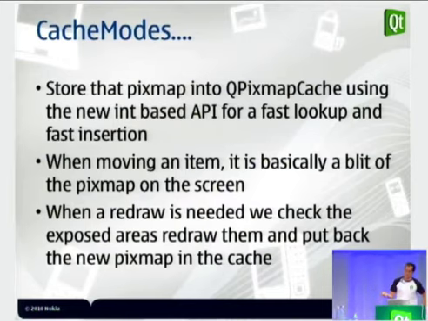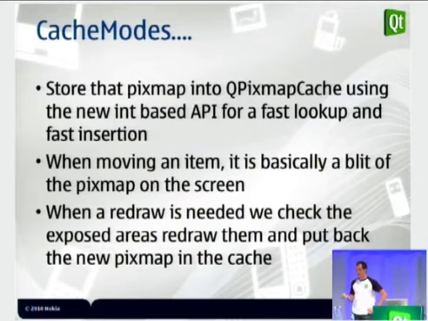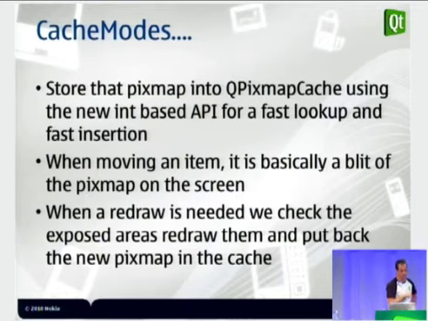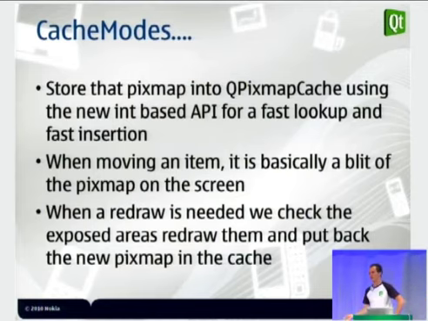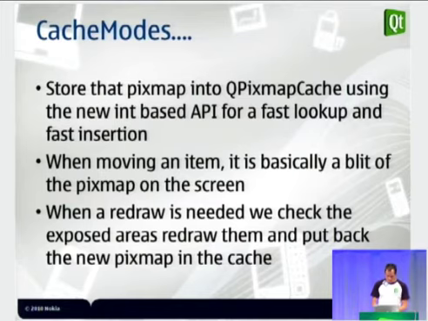If a redraw is needed, for instance if you call update on it, then we need to figure out the exposed areas that are dirty, and we call paint again on your item with a new pixmap, and then we replace the one in the cache with the new version. I've got a demo for it, so you'll see.